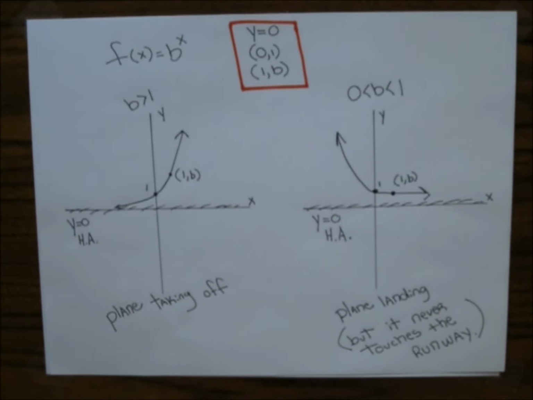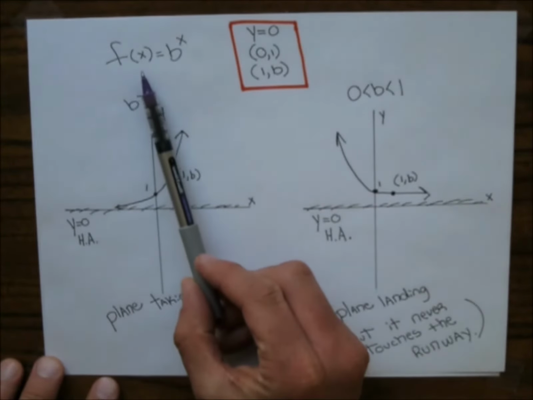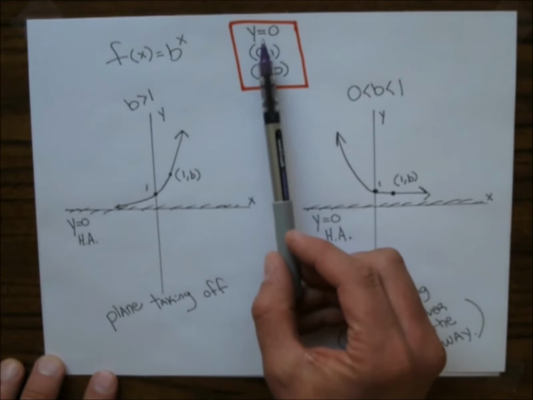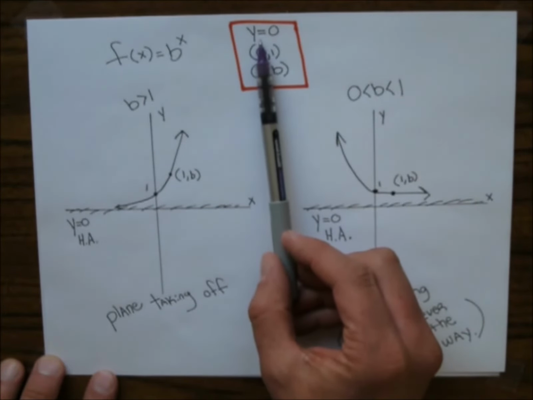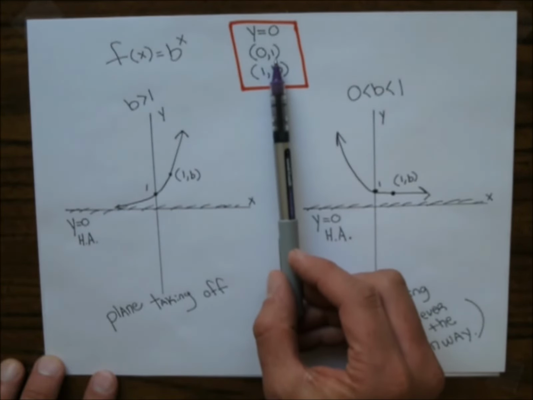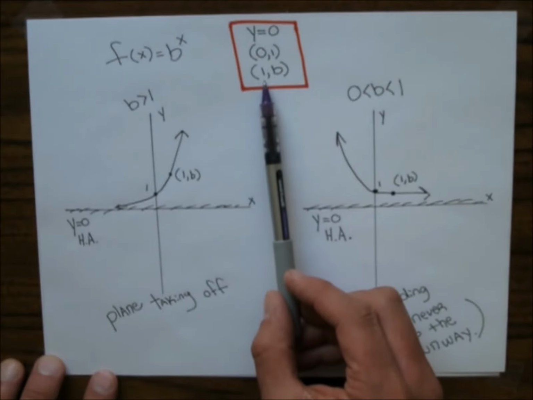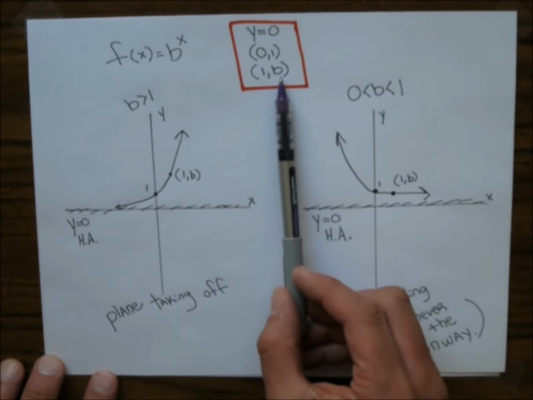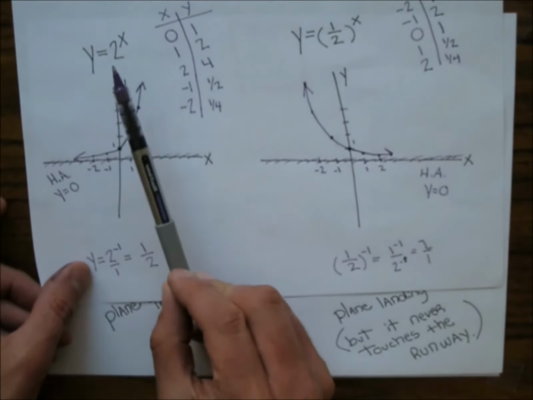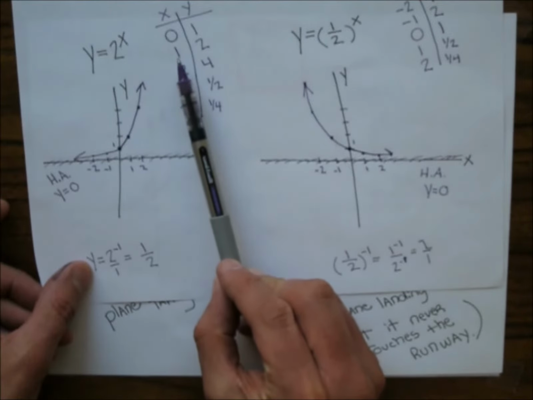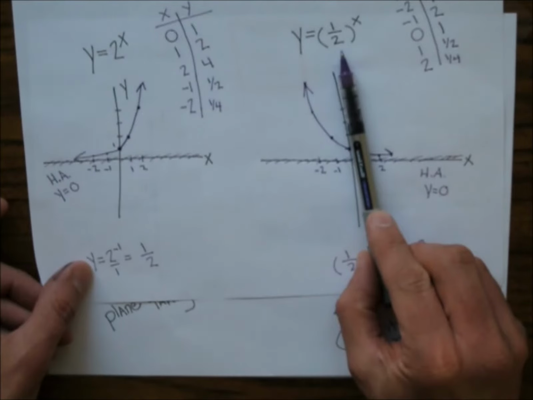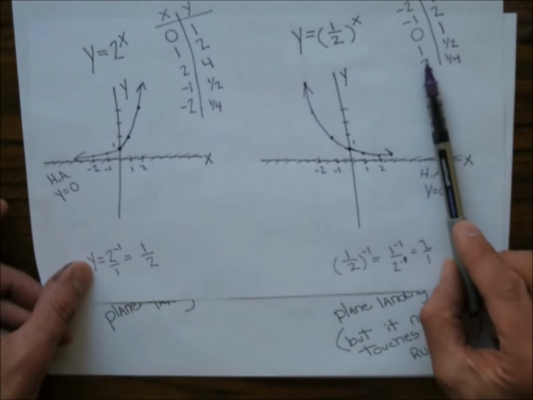So what do we have here? Everything that I said. Anytime you have b to the x, which is an exponential graph, you'll always have y equals 0 as the horizontal asymptote. That's the x-axis. You'll always have a y-intercept, 0, 1. And you'll always have the point 1, comma, b. And to show you that, in these examples, b here was 2. You have the point 1, 2. And here, b is 1/2. You'll have the point 1, 1/2.